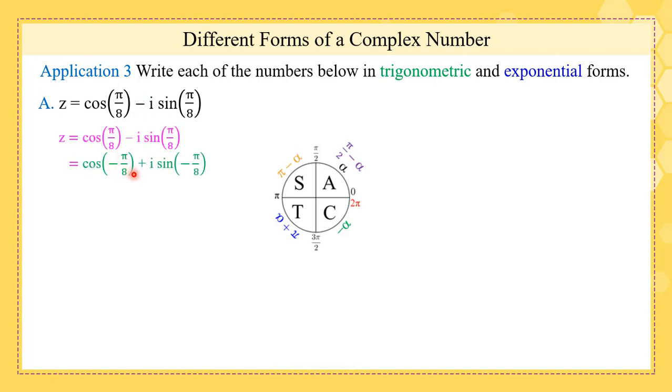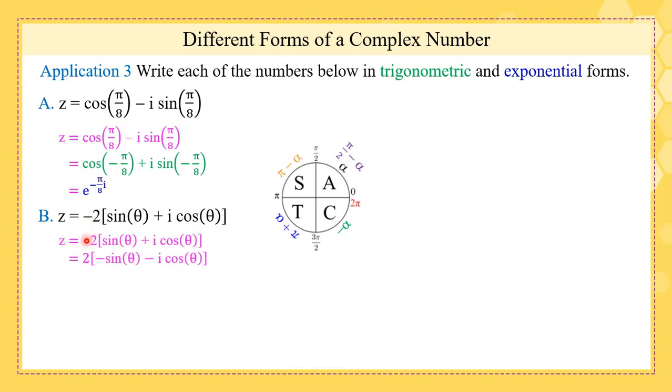Well, this is what we have. This is the trigonometric form. Consequently, this would be the exponential form. Try to do the second case. Remember, translate the sine into a cosine and the cosine into a sine. And you have a minus here.